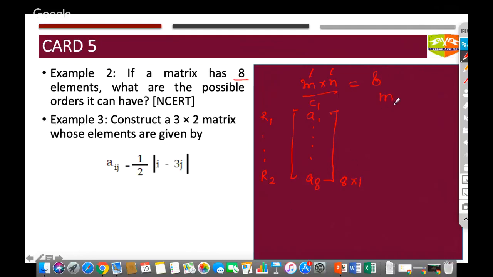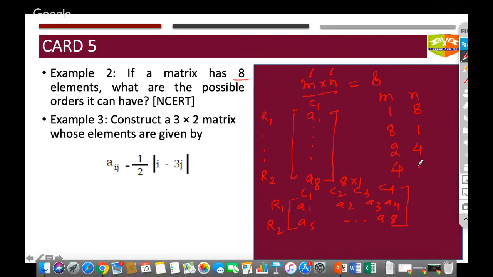So here I've taken 1, 8 and 8, 1. Now you can take 2 and 4. So I'm making two rows and four columns, c1, c2, c3, c4, and I'm writing a1, a2, a3, a4, and similarly a5 to a8.